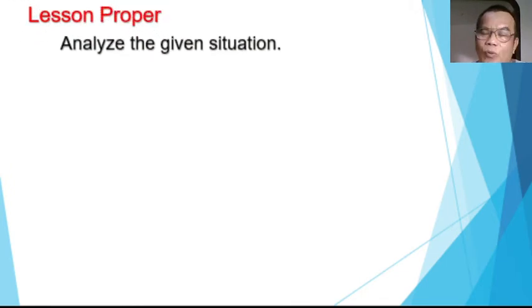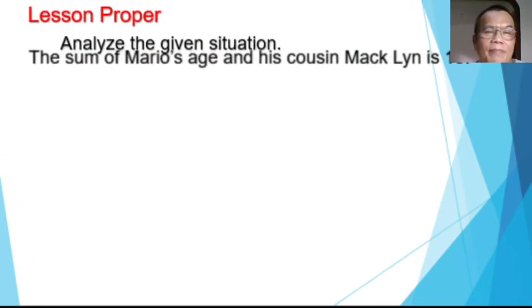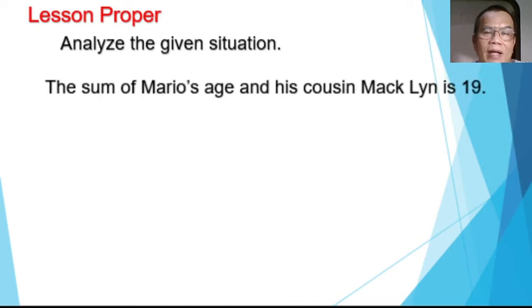Okay, so let's proceed to our main lesson. You have to analyze the situation. Let's say we have the sum of Mario's age and his cousin McLean is 19. Let us analyze and translate this. The word sum means you are getting the total. Sum is plus. So you can use the word plus or the plus sign.